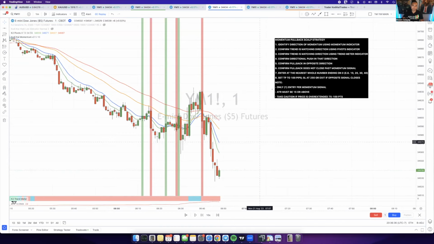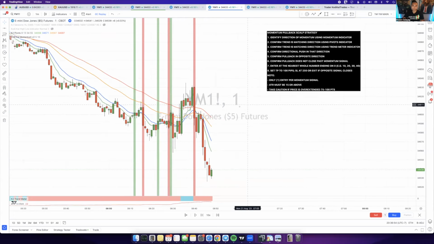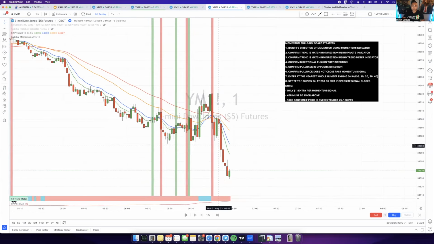So with that said, we have three criteria that have been met here. Step one, confirm direction of momentum. It's bearish. Step two, confirm trend using the pivots. It's bearish. Step three, confirm trend using the trend meter. It's also bearish. So with step four, you want to confirm that there's a directional push in that direction. As you can see right here, price is pushing down. This is going to be step four, the directional push.